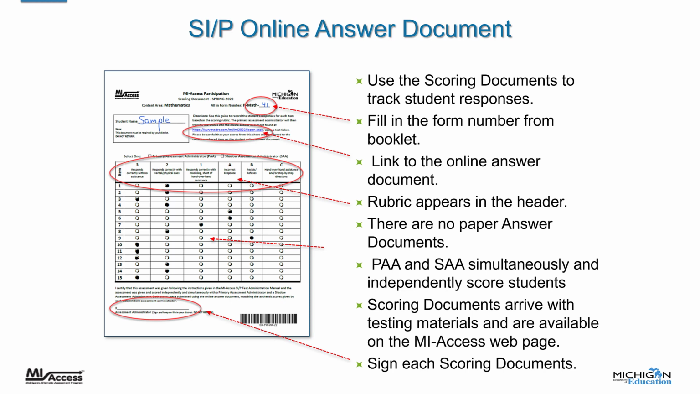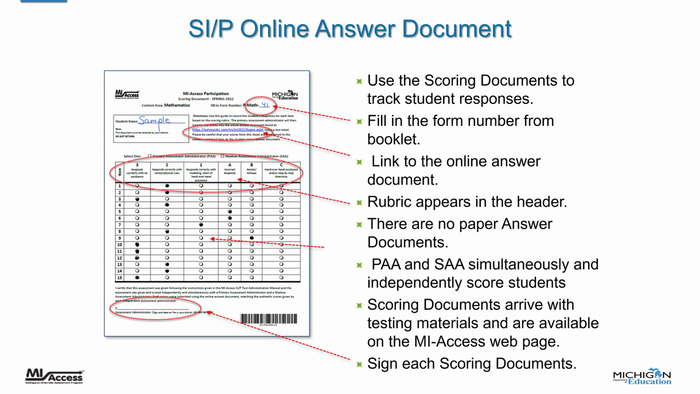So how do you keep track of all the student scores or report these scores? This is accomplished using the scoring documents to track the student scores, then entering them in the online answer document. The form number must be completed at the top of the scoring document and should be taken directly from the assessment booklet cover. The scoring documents contain the link to the online answer document where the PAA will enter these scores after testing. The scoring rubric appears in the header, so it may be referenced when you're observing the students.